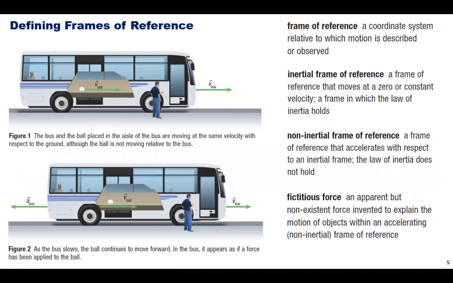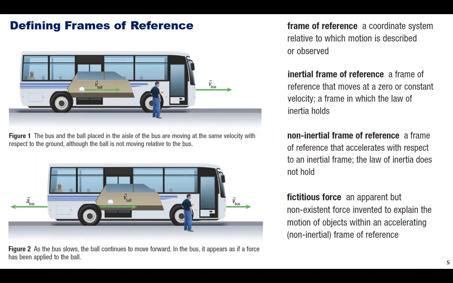So a person on the bus will view all motion from the point of view of the bus. So to her, the moving bus in figure 1 is a moving frame of reference. A frame of reference is an observer's choice of coordinate system, including an origin, for describing motion. A person standing on the sidewalk is in the stationary frame of reference of the ground.